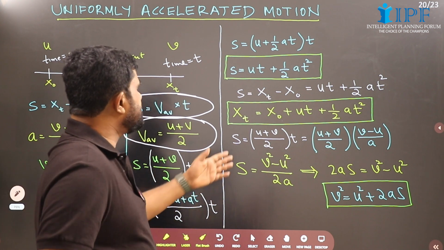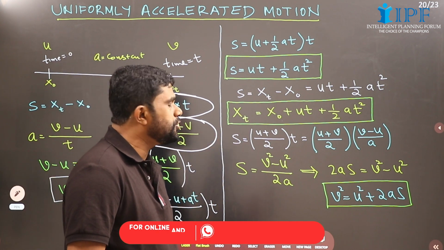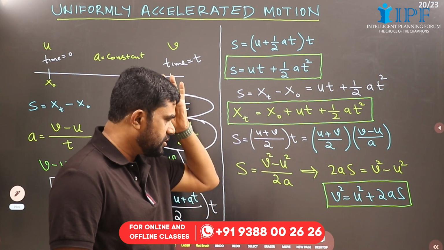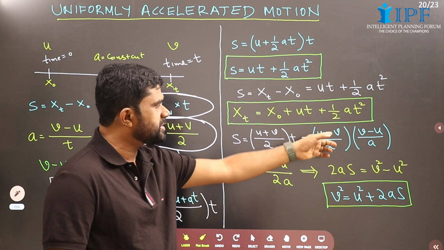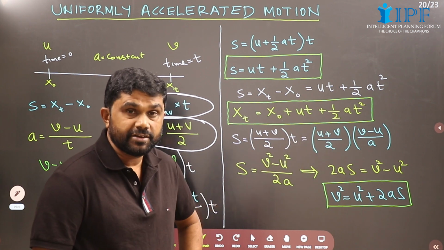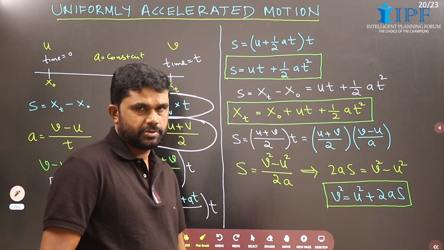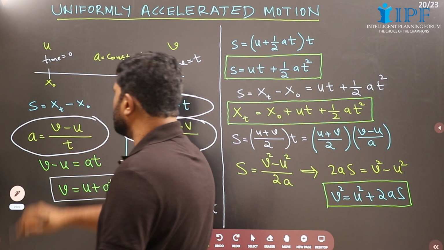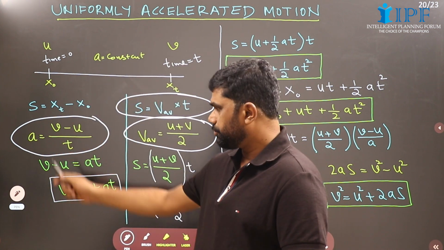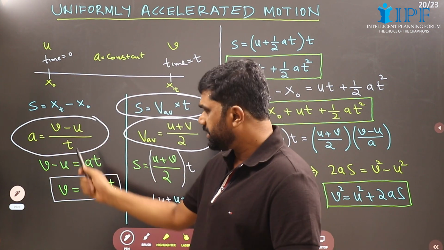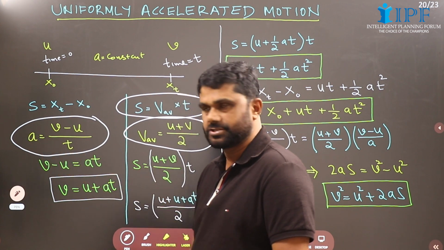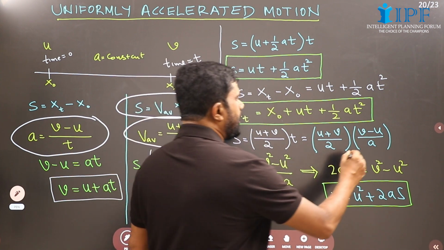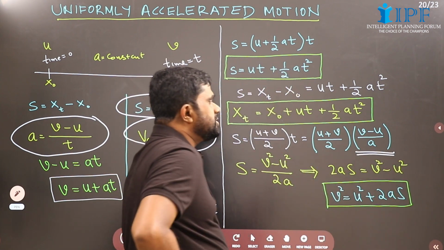Okay, now s equal to (u plus v) divided by 2, into t. This can be used because here the acceleration is constant. Now average velocity is (u plus v) by 2. It is to be multiplied with the time to get the displacement. Now see, what is the definition of acceleration? Acceleration equals change in velocity over time. So a equal to (v minus u) by t. From here take this t to the left and a to the right. So we will get t equal to (v minus u) divided by a. See, put that value here, t equal to (v minus u) divided by a.